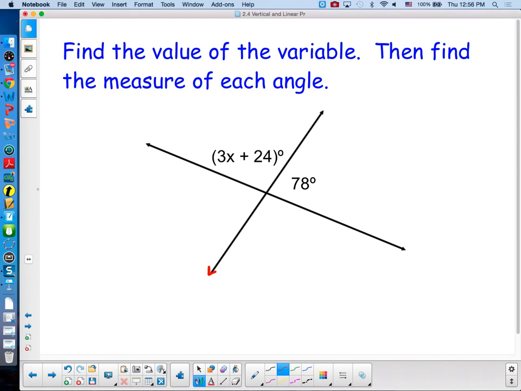Do we have to solve for x? Yep. I need the value of the variable and to find each angle, so you're telling me you can find the angle easily, but you need to find what x is also. Okay, that would be nice. You need some good algebra practice.